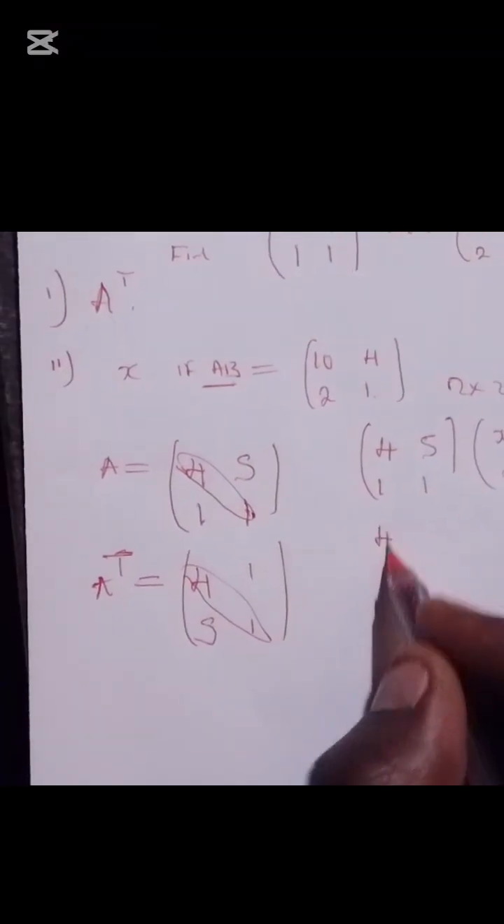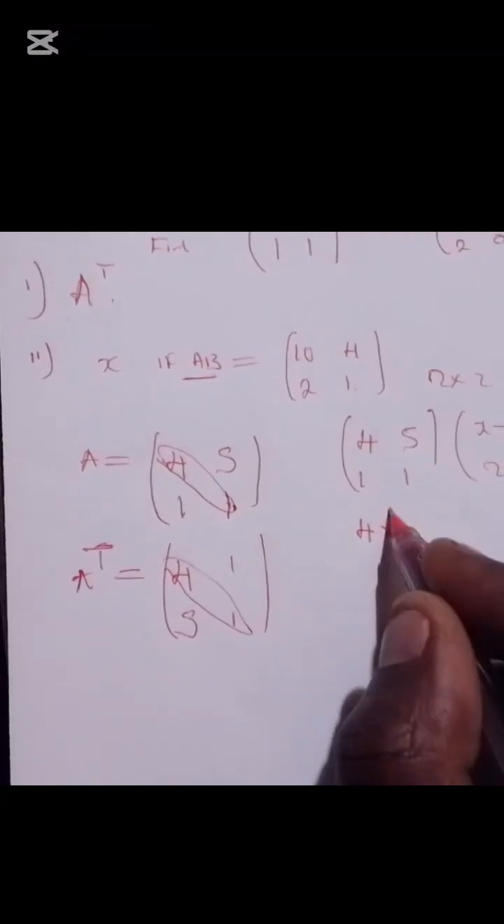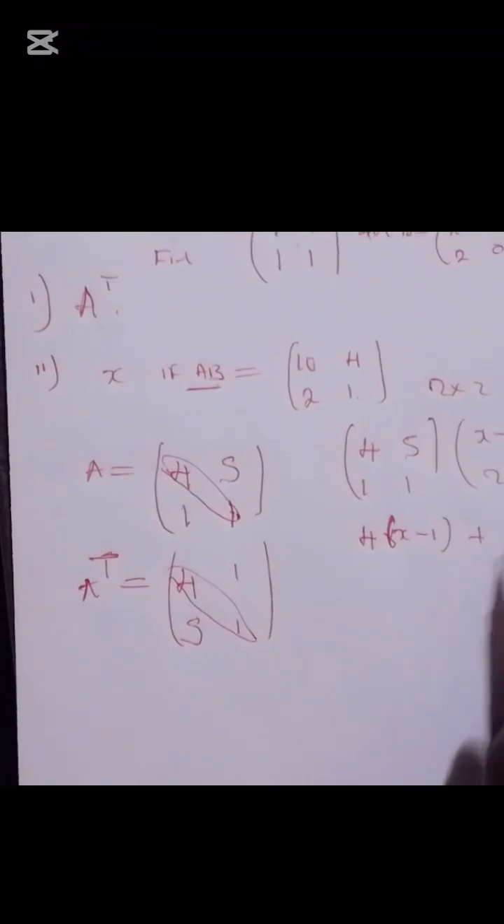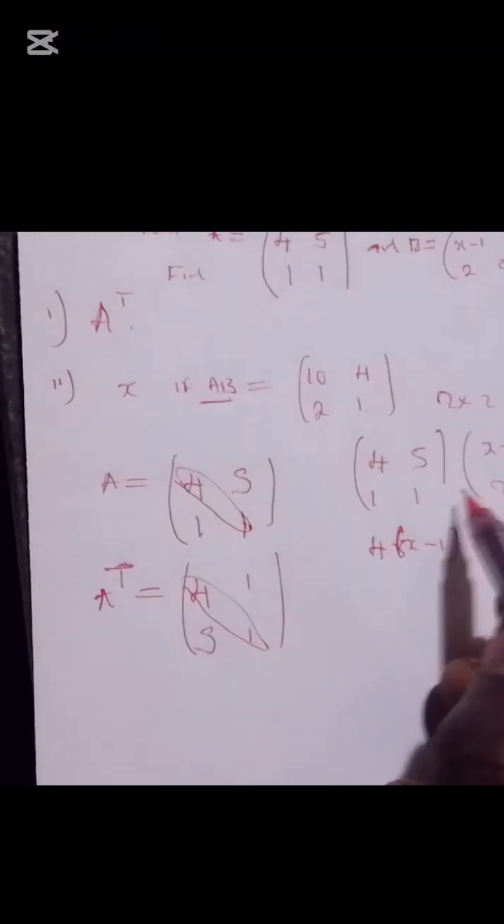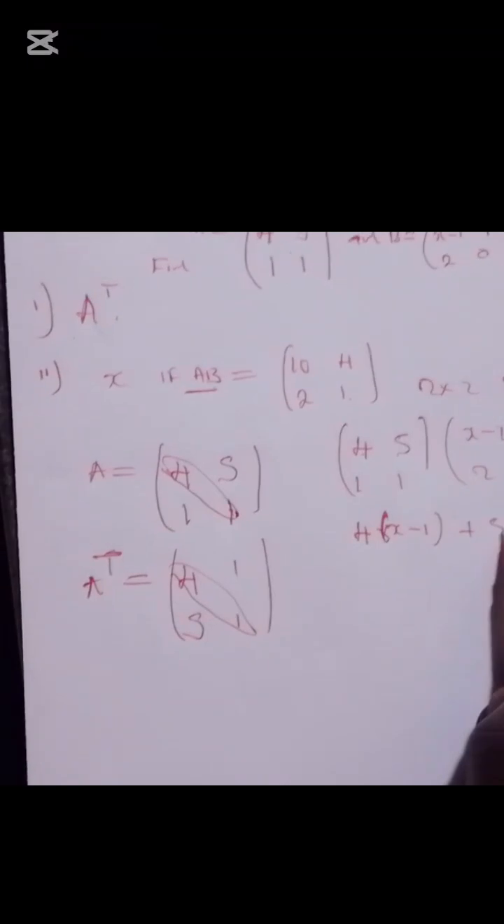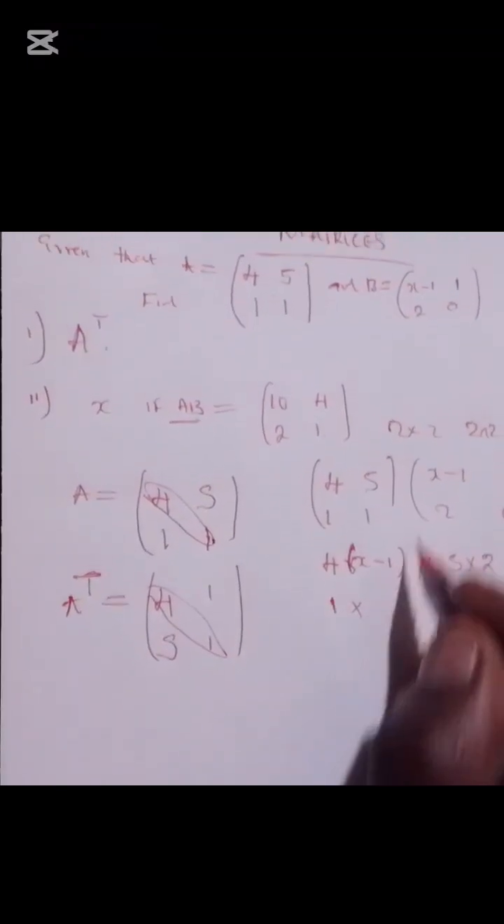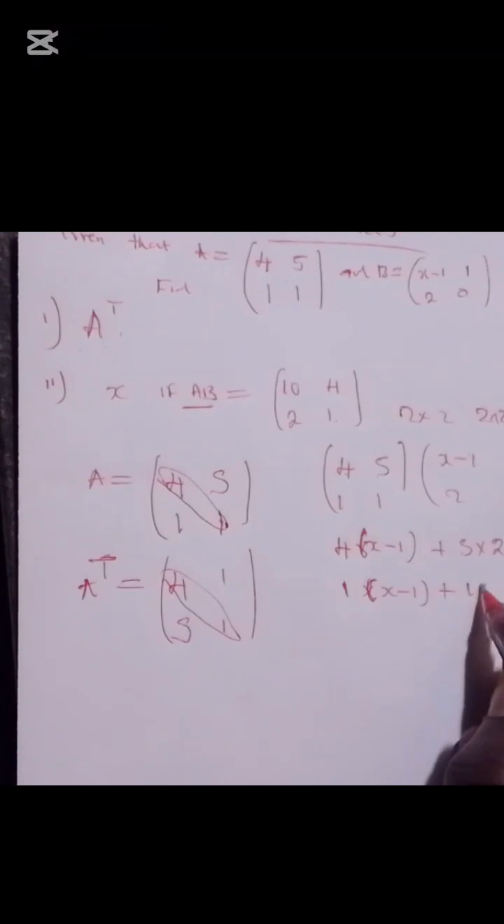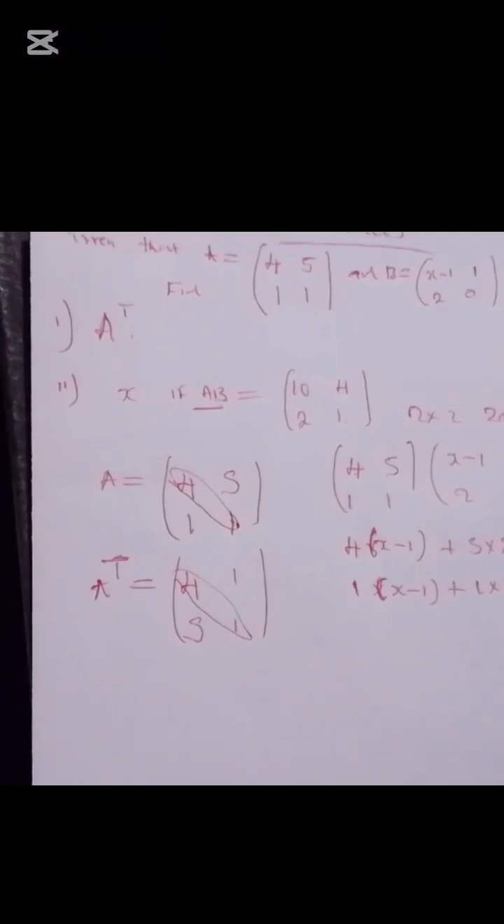When multiplying matrices, remember, it's row by column. So this one will be 4 times (x minus 1) plus 5 times 2. Then next it will be 4 times 1 plus 5 times 0. Then 1 times (x minus 1) plus 1 times 2, and 1 times 1 plus 1 times 0.